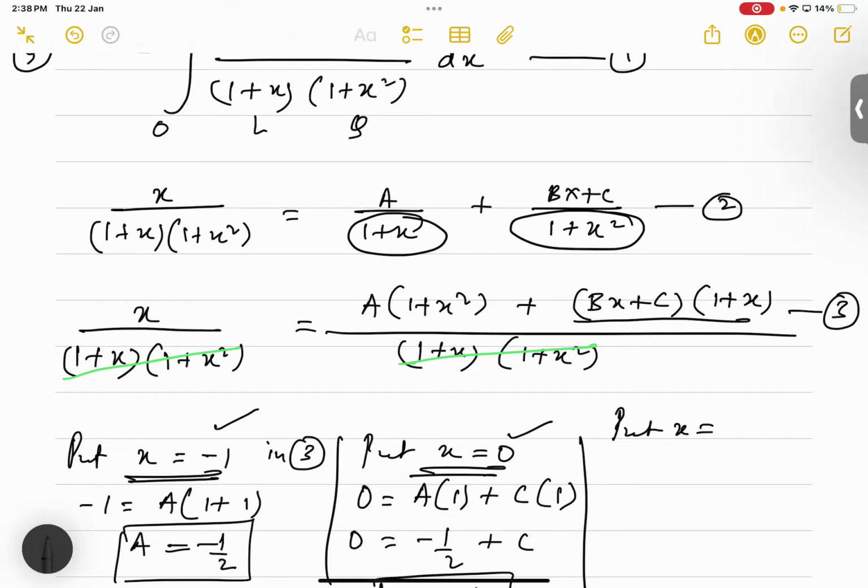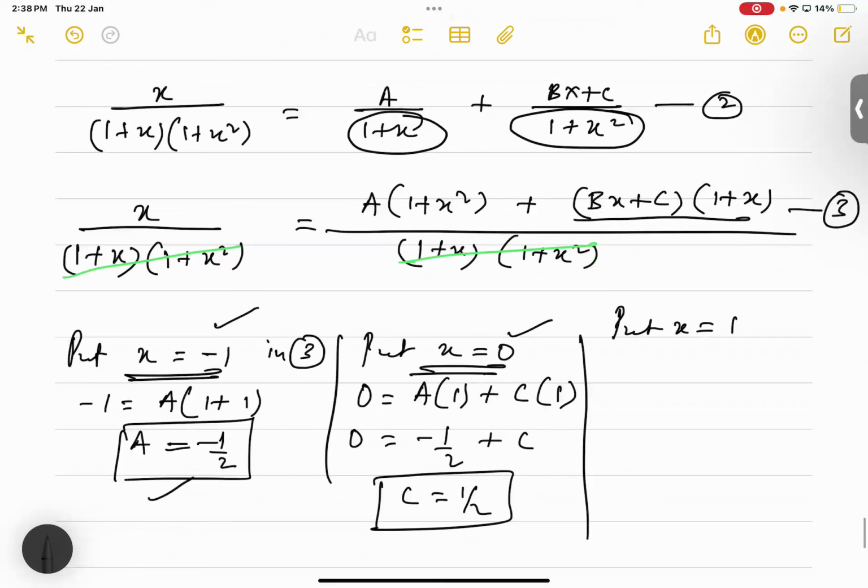Chalo, put x is equal to 1 and you may utilize these values also, a and c values. Do this very clearly and tell me the value of p.